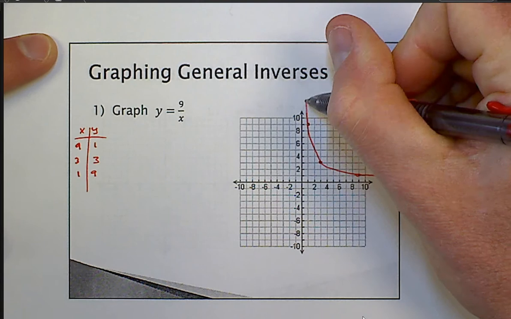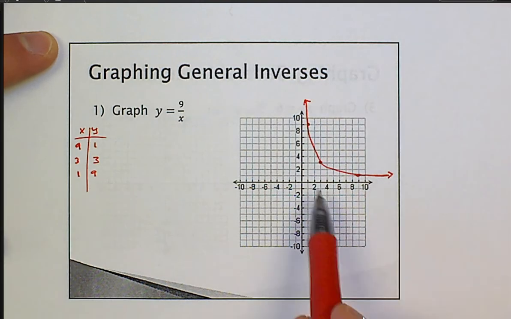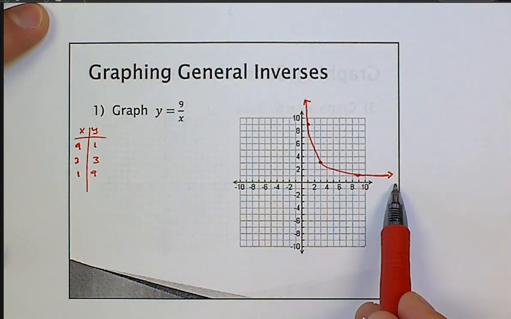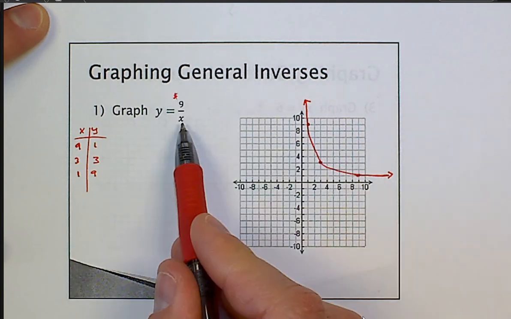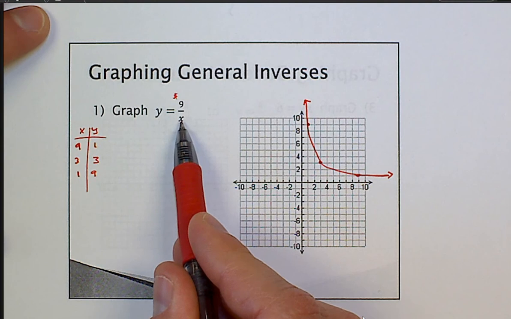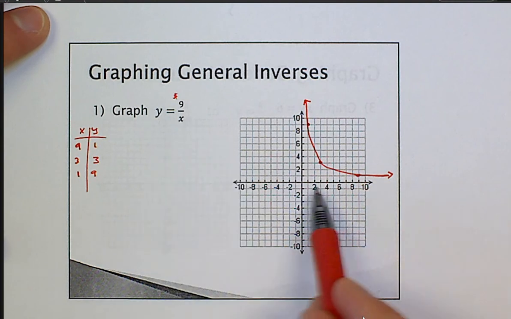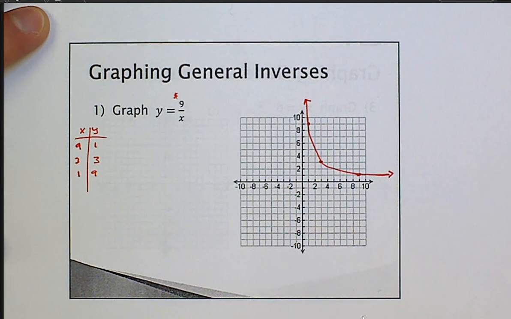Now notice again that this graph approaches 0 but would never touch 0. Again, think of if you made this 9 and you divided 9 by any number. If the biggest number you could think of, 1,000,000, you would still have something there. So it's going to approach 0 but never get there. That's why we have asymptotes.